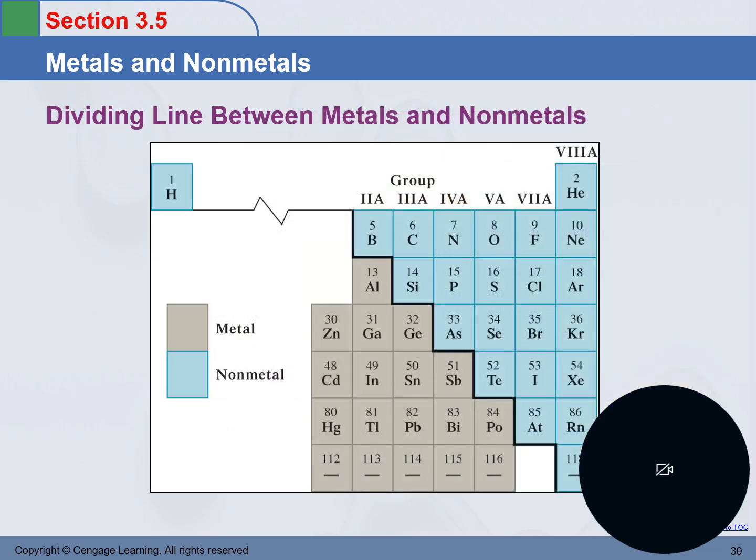Here is our staircase that divides the metals and nonmetals. And remember, if it's directly above or below, with one exception being aluminum, those would be metalloids. So this is a metalloid here, here. These elements right here are considered metalloids, where their properties are somewhat in between metals and nonmetals.